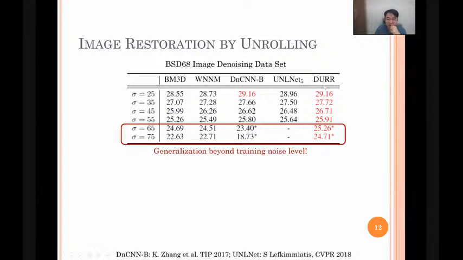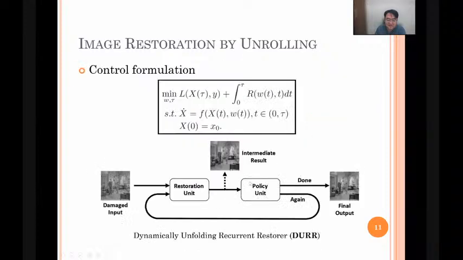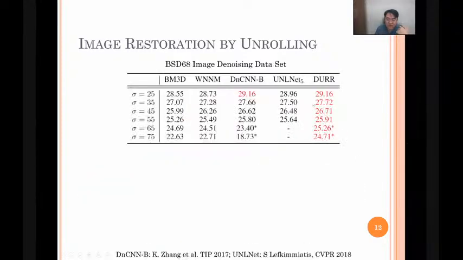But for DURR, because it's adaptive, if the noise level is higher, you just need to loop a couple more times to properly process it. That's why I think this is actually meta learning, it's learning to learn. Through training, it already knows that if you go from 35 to 45, the loop time needs to increase, so it's very easy to extrapolate. I think this is an empirical study in our group, at least, showing that reinforcement learning has better robustness to distribution shift than CNNs.